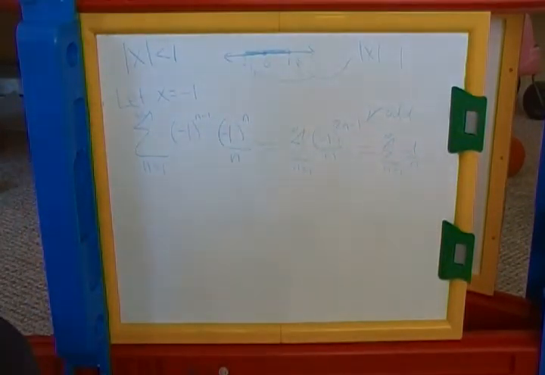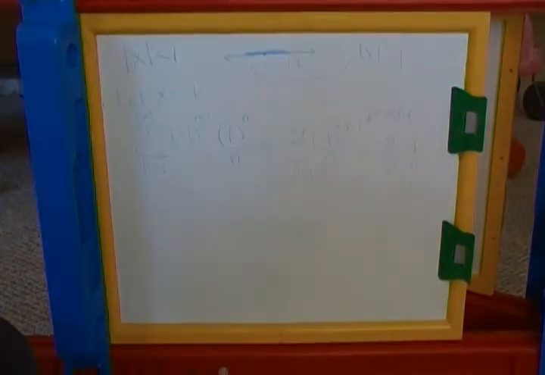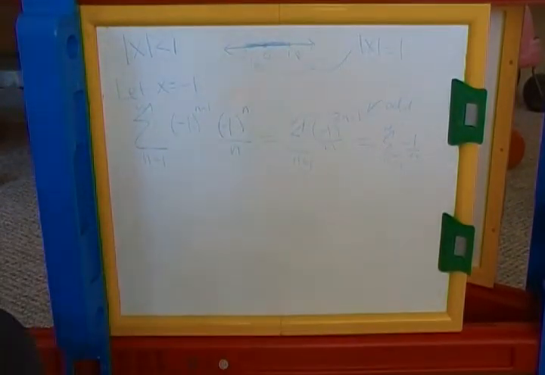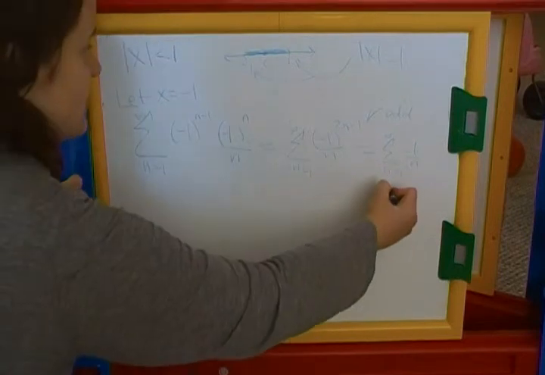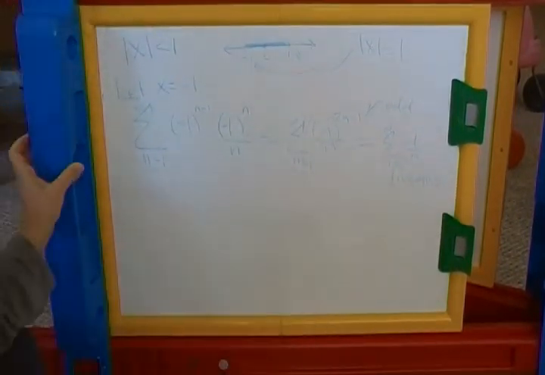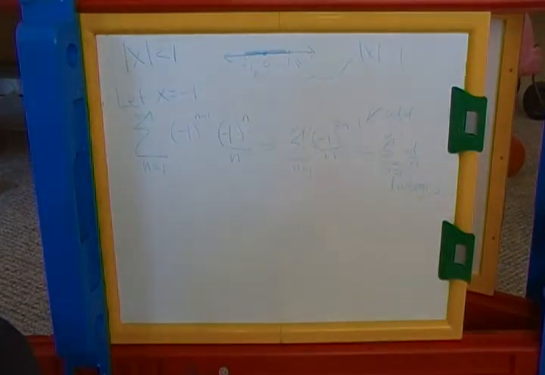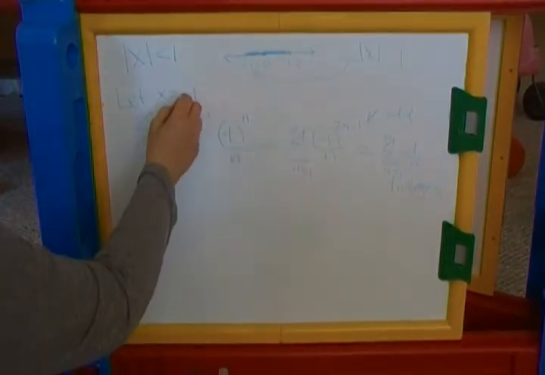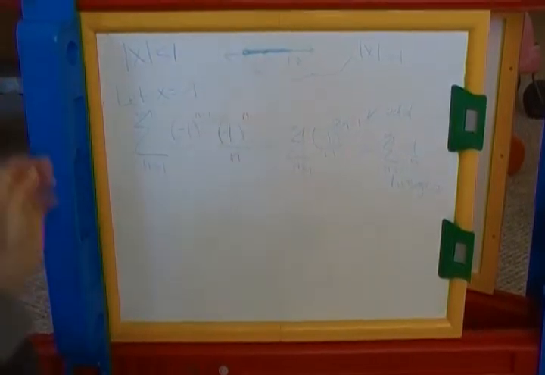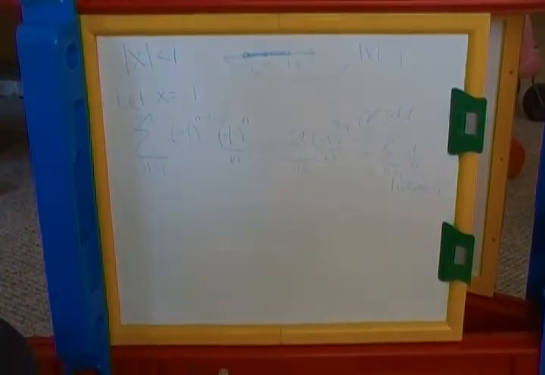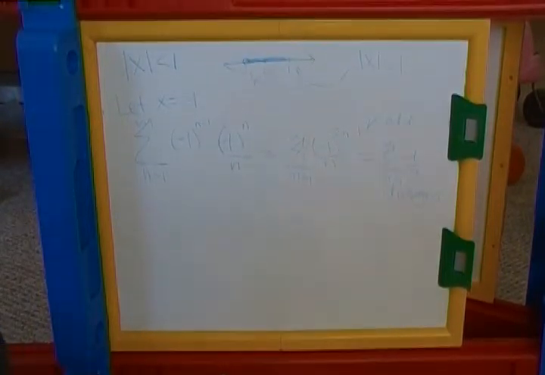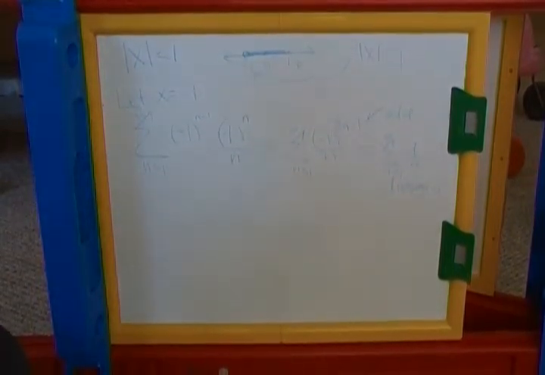Well, what do I know about that? It's the harmonic series. It's a p series. I could pull out that negative 1 here if I wanted to, but the bottom line is this thing diverges because it's harmonic. It's a p series where p equals 1. So that tells me that x equals -1 is not in there. It's like an open circle. It's not one of the values of x for where the power series converges.